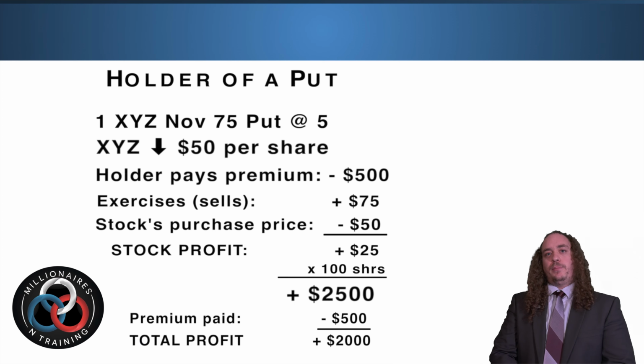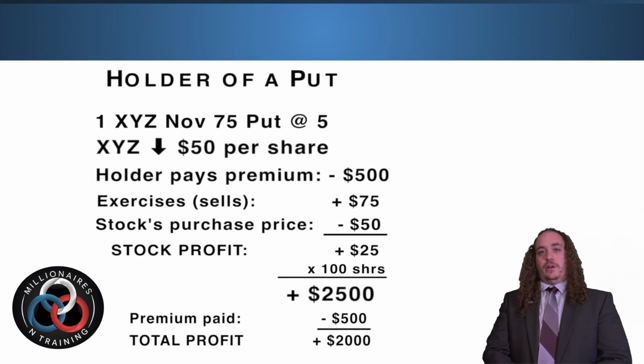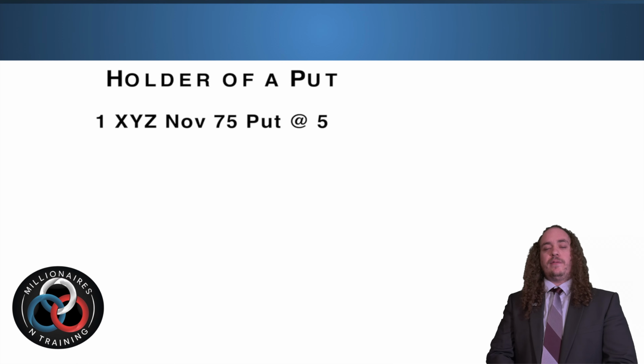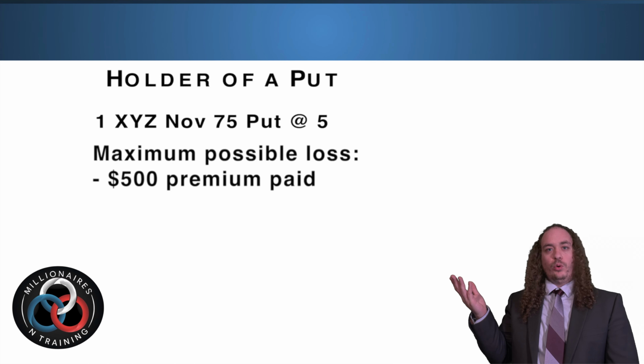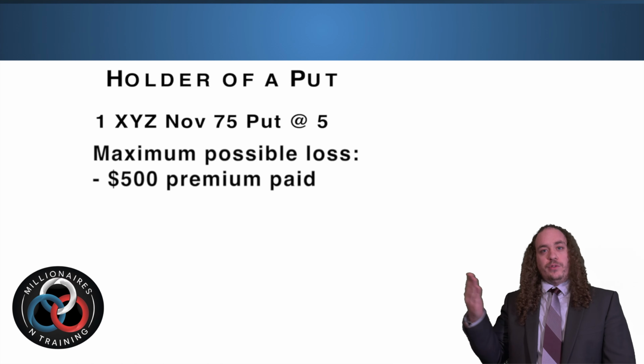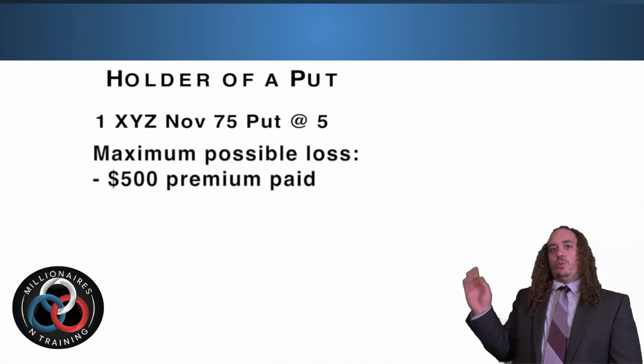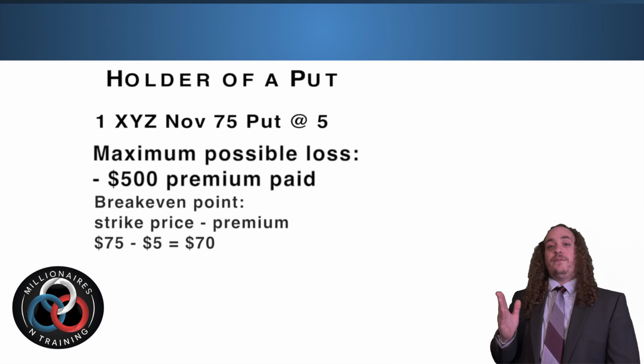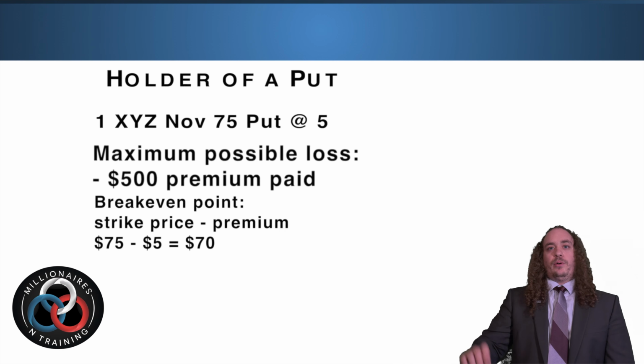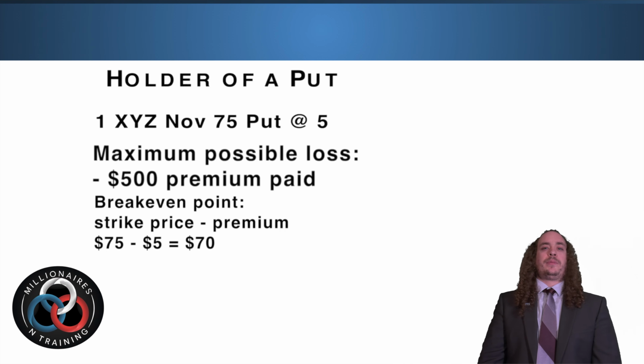What is the maximum possible loss for the holder? $500. The premium paid. If the market price goes up, the holder of this put will not exercise it, and they will simply lose the option, or the premium paid to own this option. What is the break-even point for the holder of this put? It is equal to the strike price minus the premium of $5. $70 per share is the break-even point.